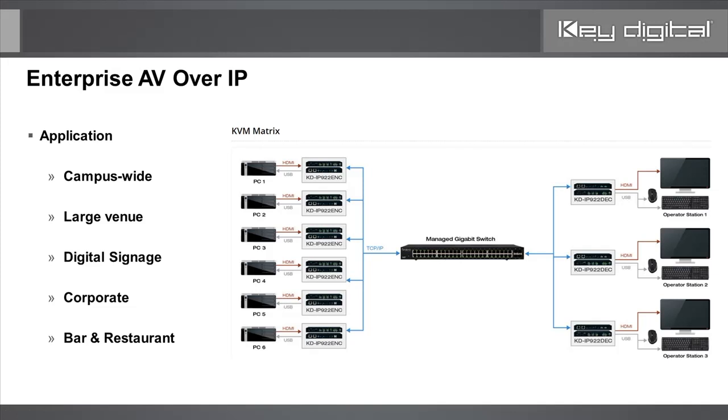So again, this is something to consider for large venues, full buildings, full enterprise grade network routing of the video system. You could use it for digital signage. You could use it in applications where you will need keyboard, video, and mouse when it comes to our 4K product as is pictured here. You could use it for bar and restaurant applications.